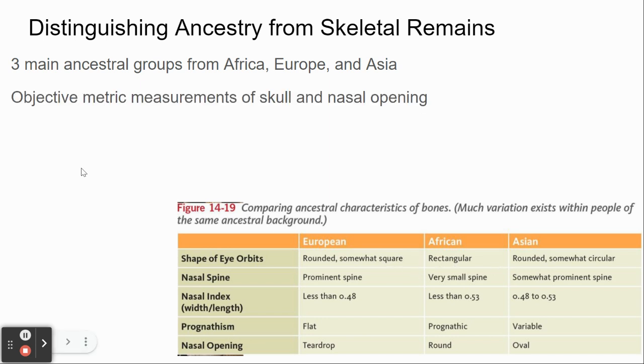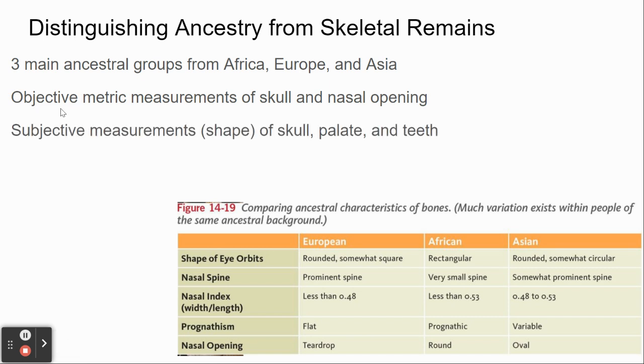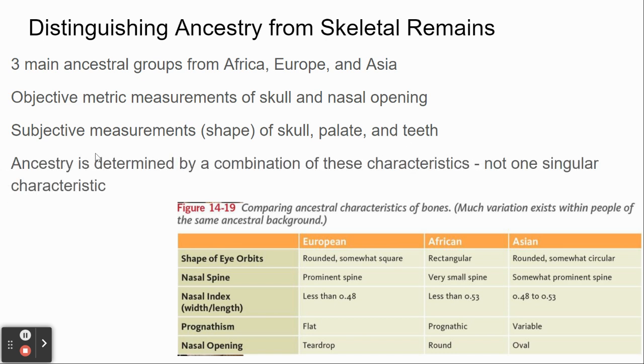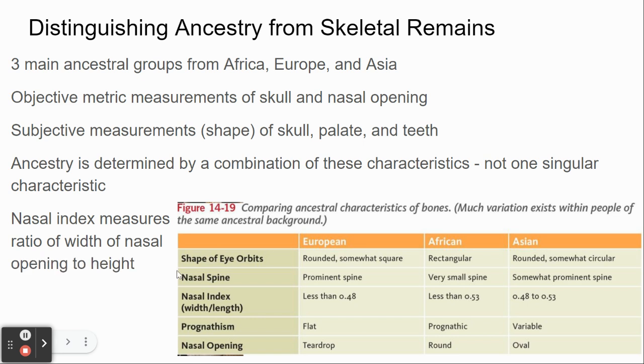Okay. But in terms of that, you want objective measurements because that's going to give you the best reliability. The subjective measurements are the shape of the skull, the palate, and then the teeth characteristics themselves. Like I said, it's not just a singular characteristic; it's combinations of these together that will allow it to be made. The nasal index measures the ratio of the width of the nasal opening to the height of the opening. And so from that, you're going to end up with, in general, these three categories.